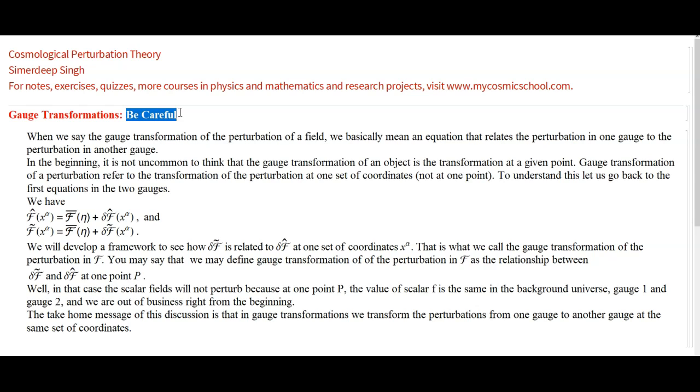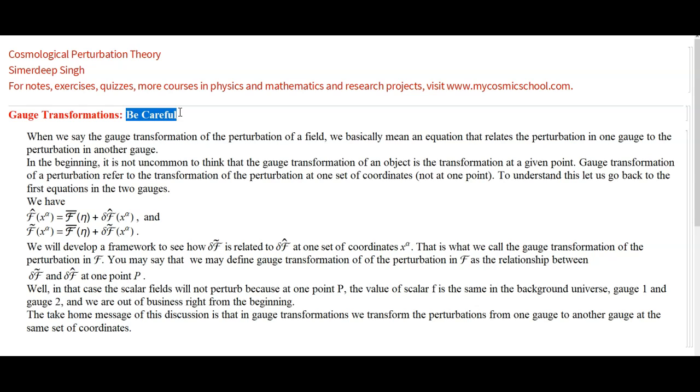We are not looking at one fixed location in four-dimensional space-time. We are looking at one fixed set of coordinates in four-dimensional space-time. When you are looking at one set of coordinates in each gauge, then the point will vary slightly. Because each gauge is very close to each other, there is a perturbation between the difference in coordinates. The difference in the coordinates of the two gauges is of first order. So the two gauges are very close to each other. The coordinates are very close to each other.